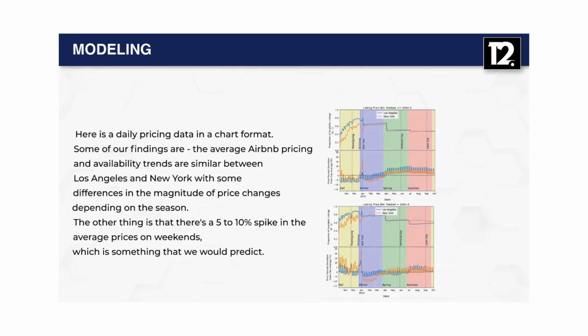Here is the daily pricing data in a chart format. Some of our findings are: the average Airbnb pricing and availability trends are similar between Los Angeles and New York, with some differences in the magnitude of price changes depending on the season. The other thing is that there's a 5 to 10% spike in the average prices on weekends, which is something that we would predict.